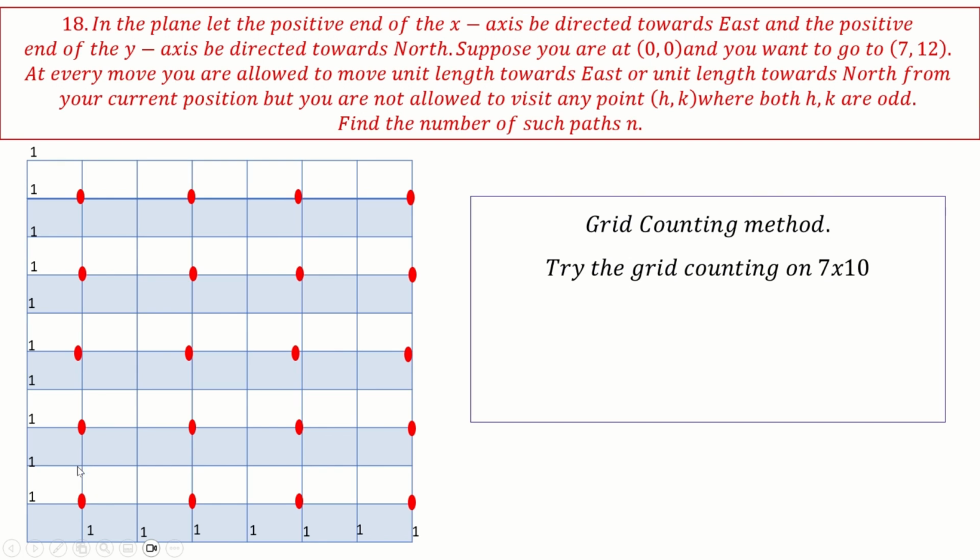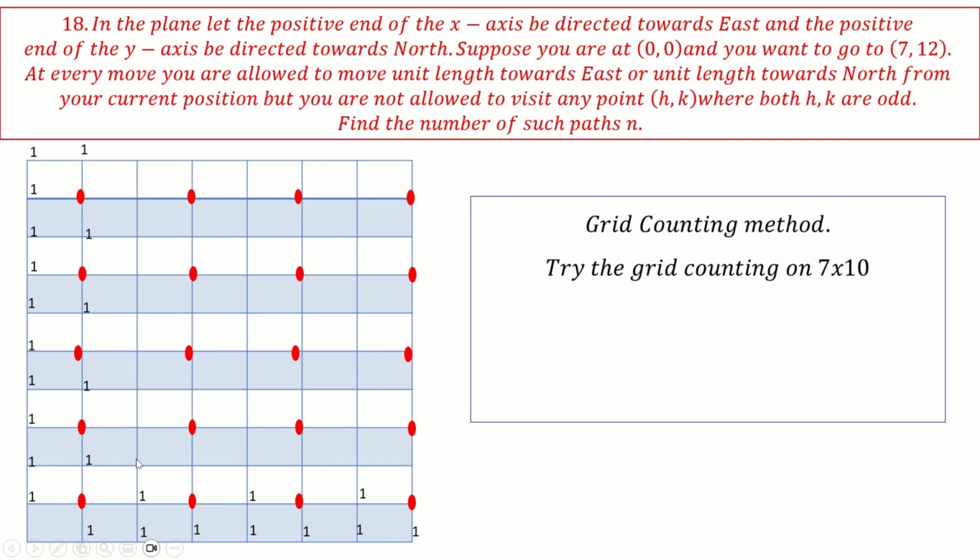Now this position I can reach in one way only because it is in between these two red spots. This is also one. These are all also ones. I can go only in one way. But this part, I can reach in two ways, right? This is the grid counting method. This part I can come to from here or from here, so two ways. How do I get the two? 1 plus 1, that is 2.